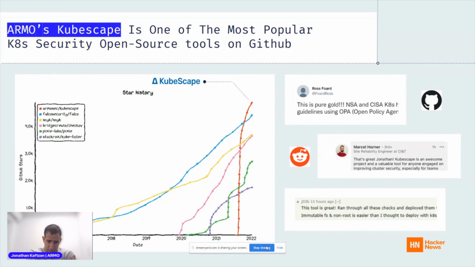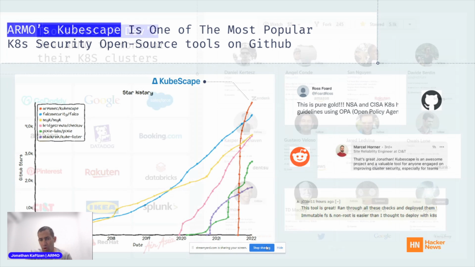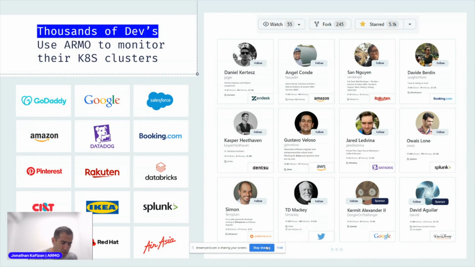So first of all, a few statistics about Kubescape. It became one of the most popular Kubernetes security open source tools right now. In 5 months, we got more than 5,100 stars on GitHub. It grew very, very fast, and we were happy to see it, right? It gained a lot of users and a lot of followers in a very short time, which was a great indication for us that we are doing the right things and going in the right direction.